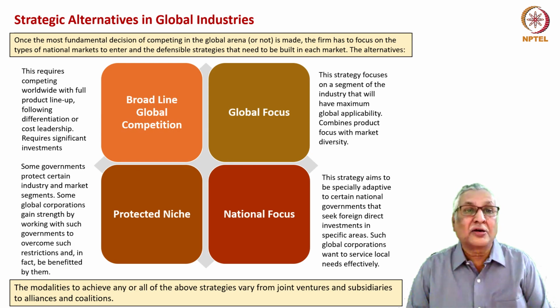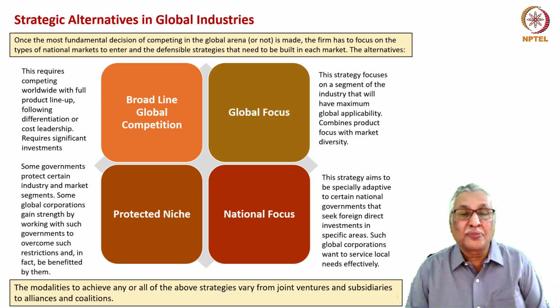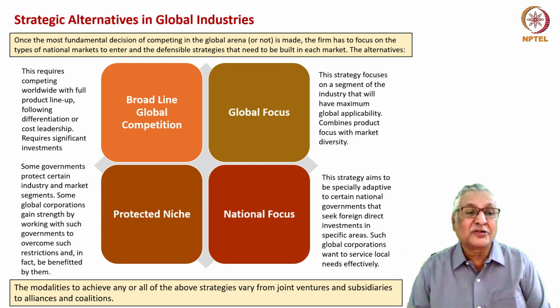What are the strategic alternatives that are available in global industries? There are four broad areas of operation for global industries. One, broadline global competition. This requires competing worldwide with a full product lineup following differentiation or cost leadership. This requires significant investments. It is not common that global companies provide the entire product portfolio in the emerging economies where they intend to operate. Only select products are offered.